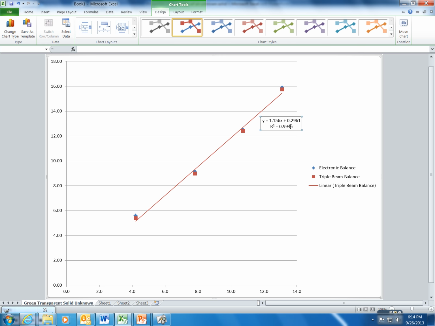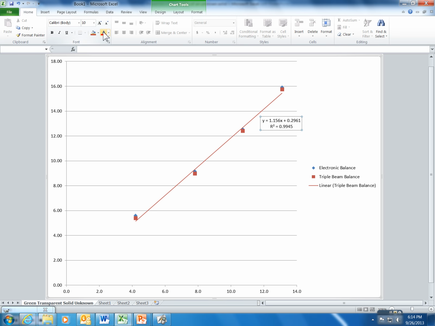And just to be doubly careful that I know that this information is associated with this trend line, I'm going to go home and I'm going to change my font. So I'm clicking on the Home tab, and I'm changing my font, the A with the red line under it. I'm going to change its color to pink. Okay? And so there it is.